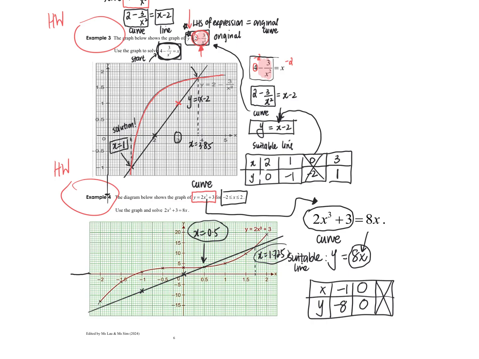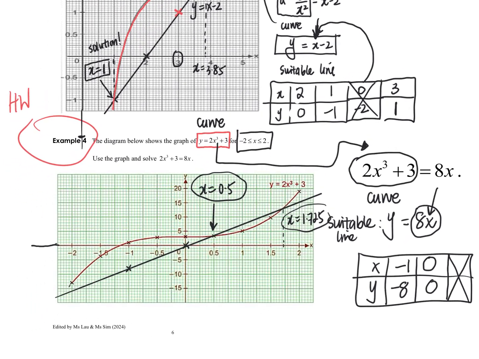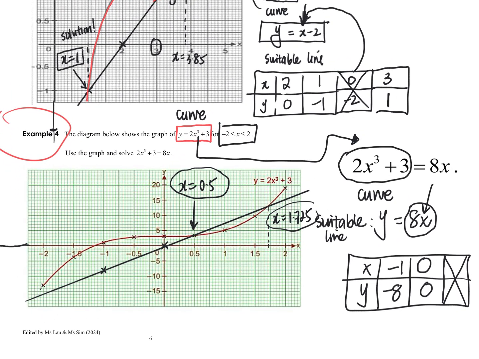So suitable line is the only new thing, but it's not totally new to you. Is it very obvious? 1.7, I think we will accept the range. Because every 2 boxes is 0.1, so this is 1.6. This is 1.7 already. So 2 off. Yeah, too far off.